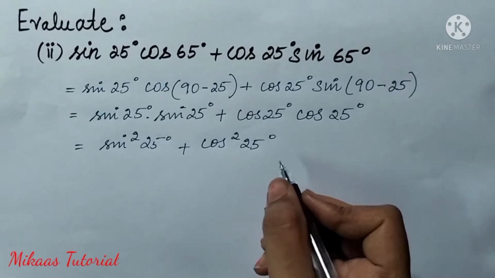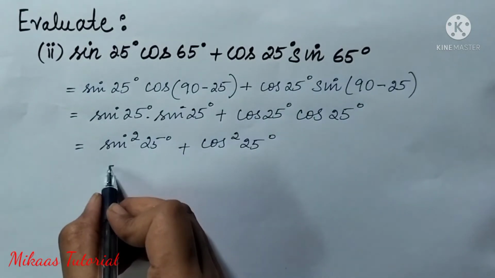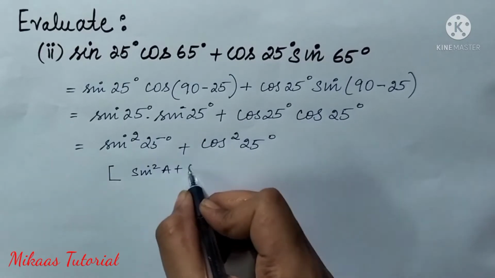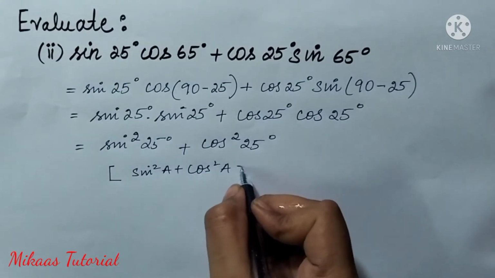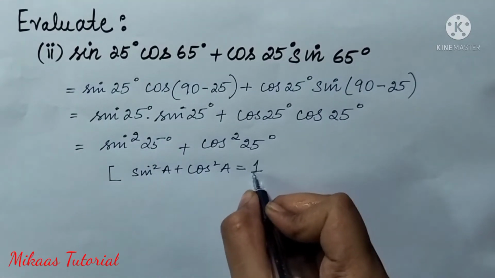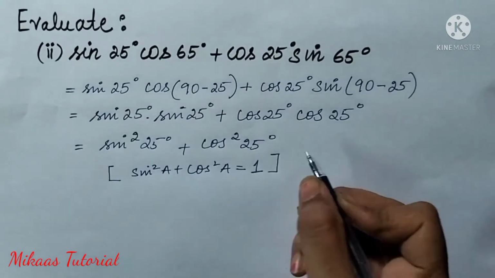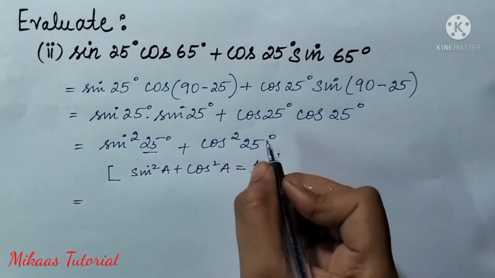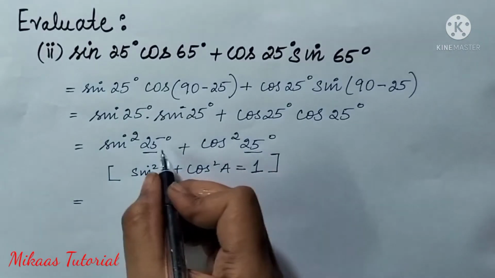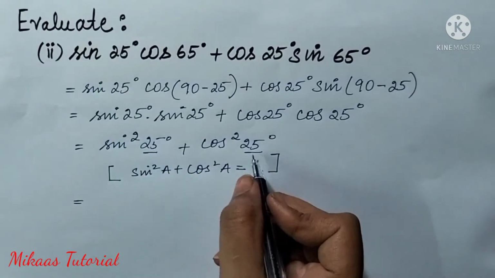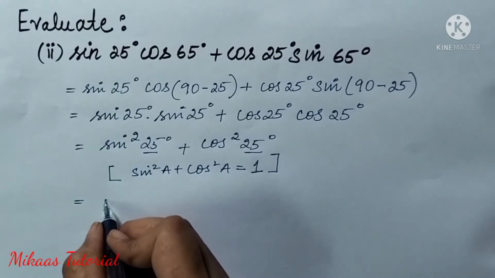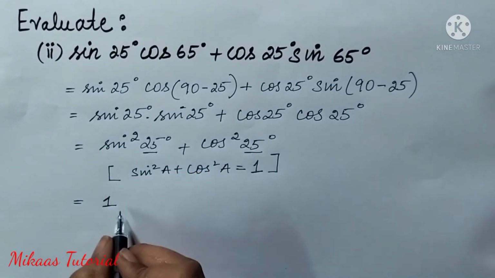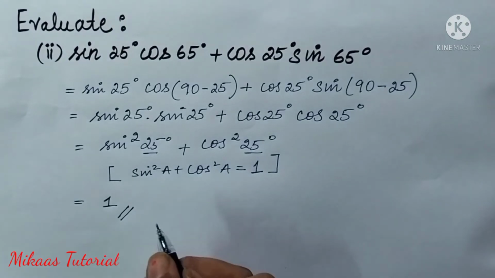Is this correct? Now you know our formula. Sine square a plus cos square a is equal to 1. You know this formula, we have already read in a previous exercise. So here also you see this is a and this is a. All the a values are the same, the sine and cos. So you can write it as 1. Sine square 25 plus cos square 25 is 1. So our answer is 1.